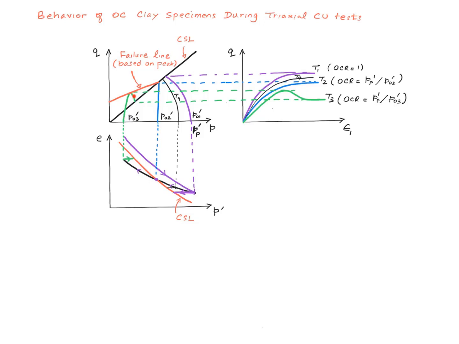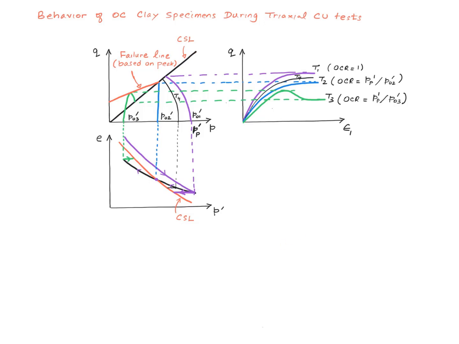And this behavior translates into this behavior in the q-epsilon 1 space. Now we are seeing strain softening behavior. So there's a peak, there's an ultimate. So in terms of failure, two important points to note here. Number one, regardless of the overconsolidation ratio, eventually all of these specimens fail on the same critical state line. In other words, the ultimate failure happens on this critical state line.